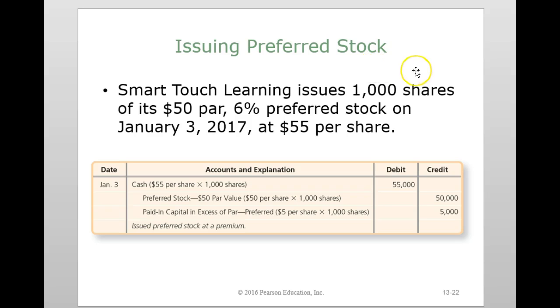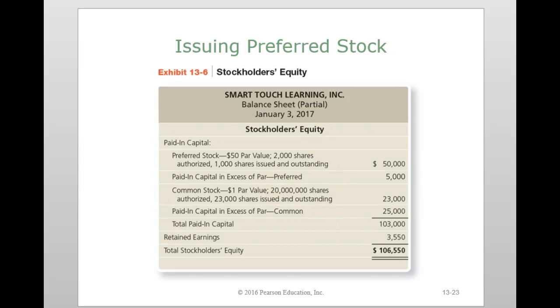And this one is looking at preferred stock, and it's 6% preferred stock. So they sold $55 per share preferred stock for $55,000, and it was $50 par stock. So it's going to show the preferred stock at $50,000, and then in excess of par for preferred at $5,000. And that's going to look like this on the balance sheet. So it looks the same, it's just the terminology that's being used here.